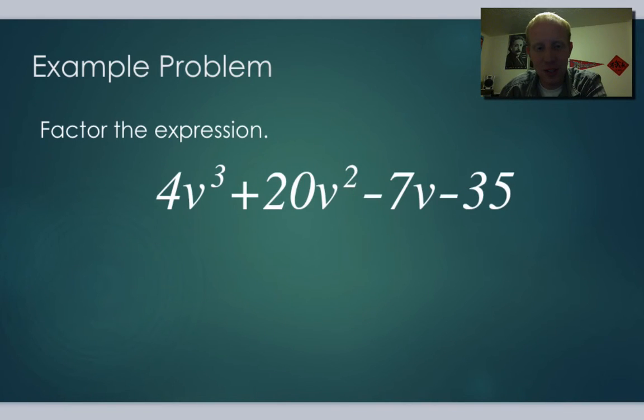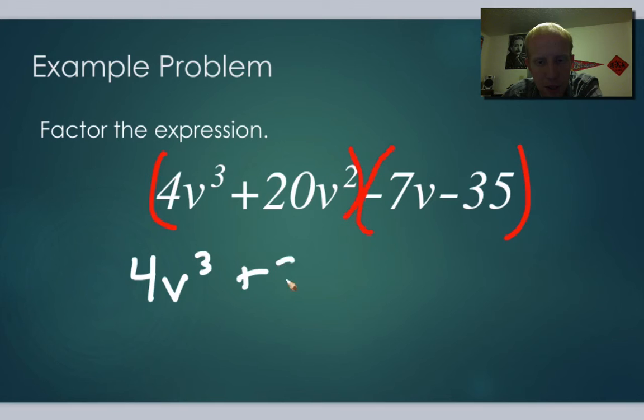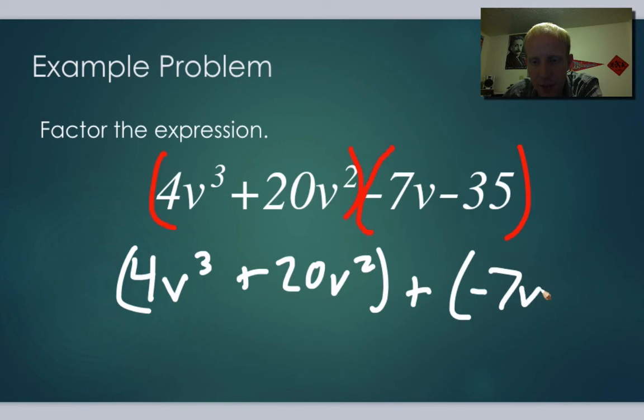So let's go through the problem. Factor by grouping, first step is to group off the expressions. So we're going to separate it like this. And again, I'm going to keep that minus sign with that 7 in this problem. Let's rewrite it just to make sure we're clear. We've got 4v cubed plus 20v squared all grouped together plus negative 7v minus 35.